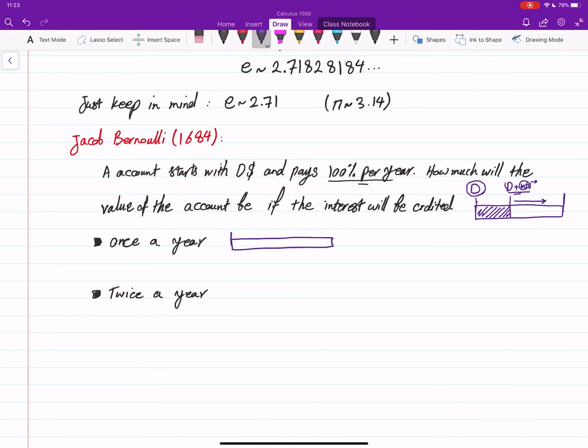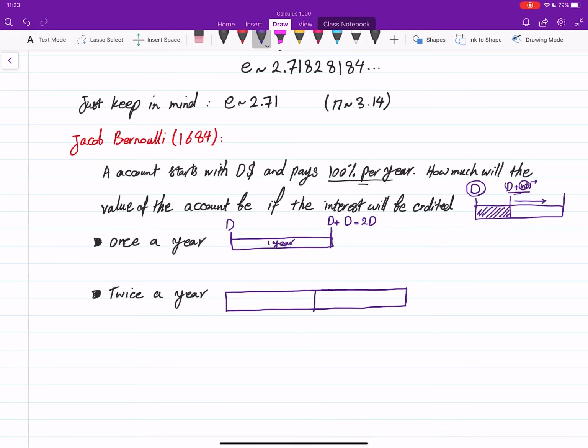So during the year, nothing happens. At the end of the year, we have the initial value plus the interest, which is 100% of the original value. So this means that at the end of the year, we get double of that initial value. Well, if we get it twice a year, let me draw it a little bit longer here.